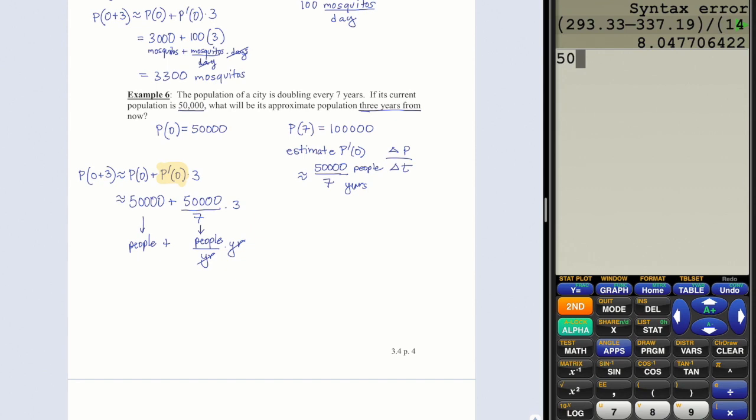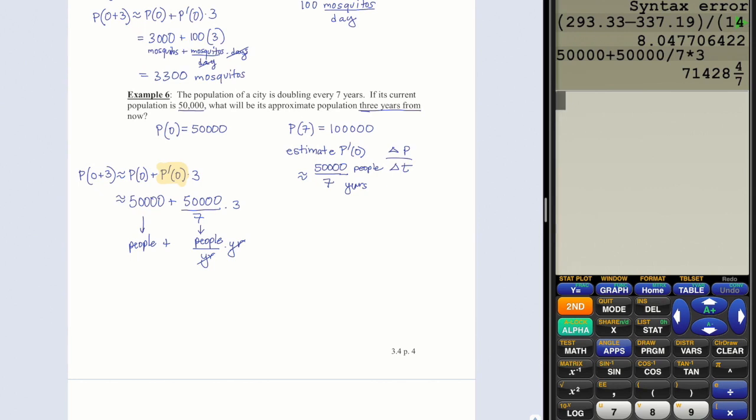So we had 50,000 plus 50,000 over 7 times 3. So roughly 71,428.